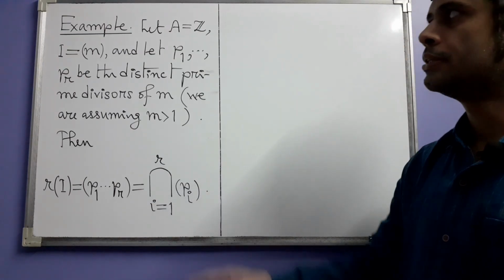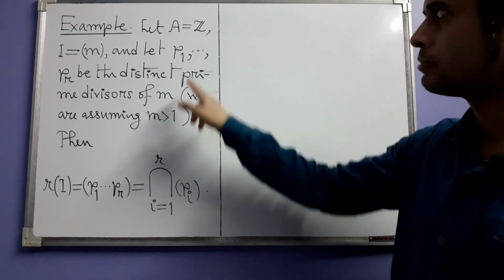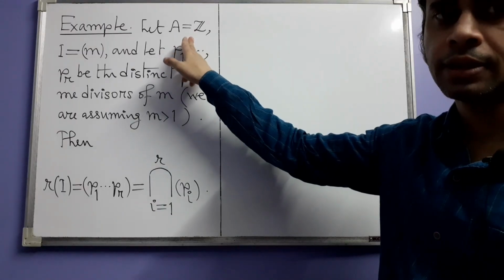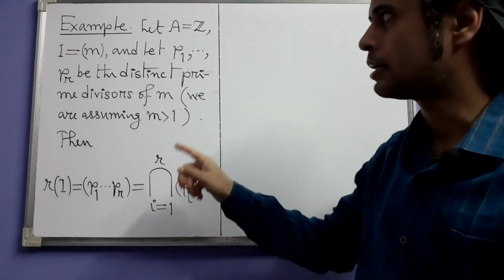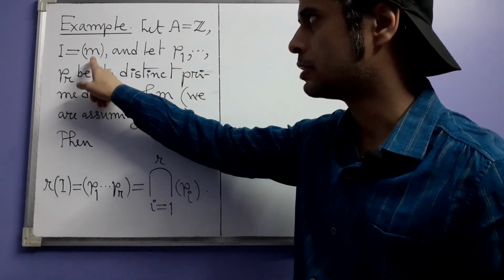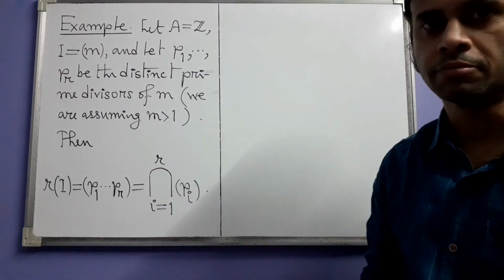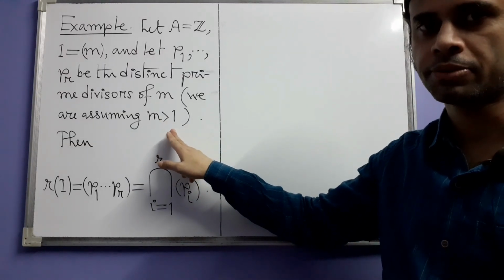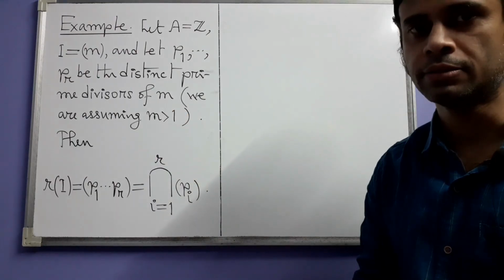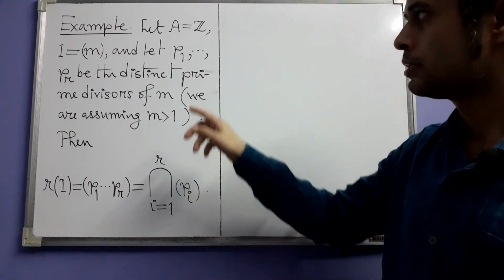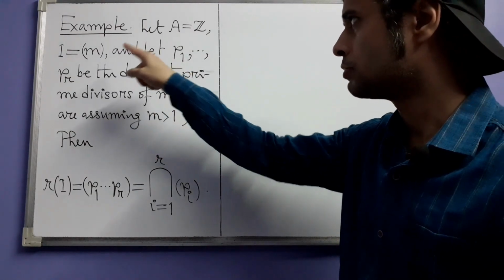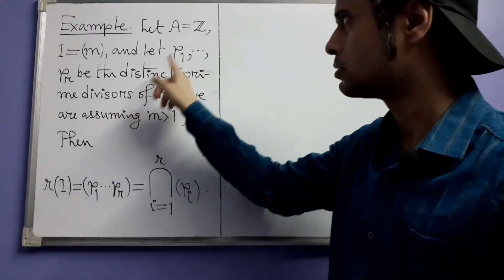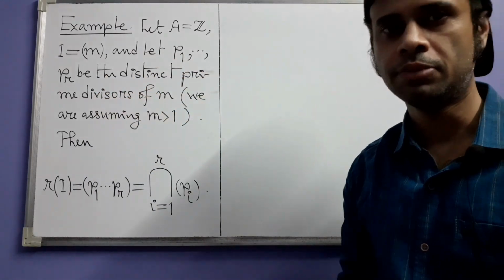Let us next see this example. Here we have the ring of integers as our ring A, and in it we have this principal ideal generated by some integer m, which we are considering to be greater than 1. It's a positive integer and it's greater than 1. And the distinct prime divisors of this m are these pi's, p1, p2, like that up to pr.